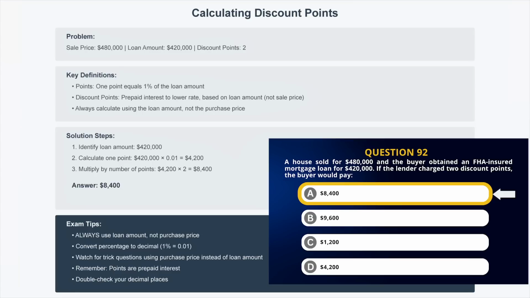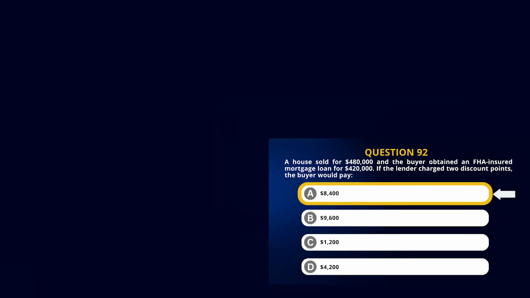You just need to remember that all discount points, all loan origination fees are based off of the loan amount, not off of the purchase price. So we're going to use the lower of the 2 numbers in this particular instance, $420,000. 1 point equals $4,200. The lender charged 2 discount points. A discount point is a way to increase the lender's yield, by the way. And so each one is $4,200. That's 1 point of $420,000, 1%. And then they paid 2, so it's times 2, which is $8,400.